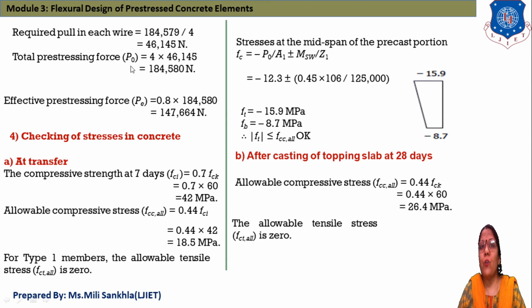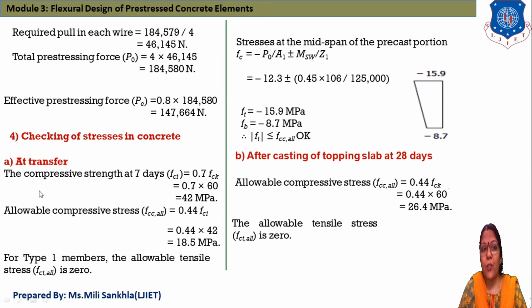Total pre-stressing force PO is equal to 4 into this pull force, which is 1,84,580 Newton. Now the effective pre-stressing force PE, after 20% losses, is 0.8 into 1,84,580, and the answer is 1,47,664 Newton. Now checking of stresses in concrete. Here we find the stresses. First, at transfer condition.